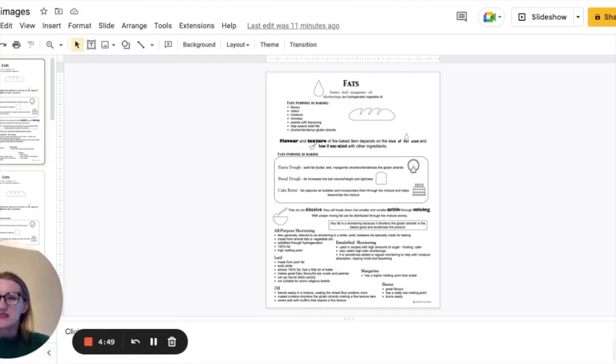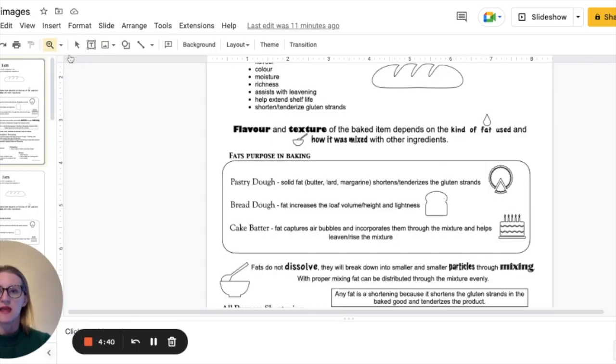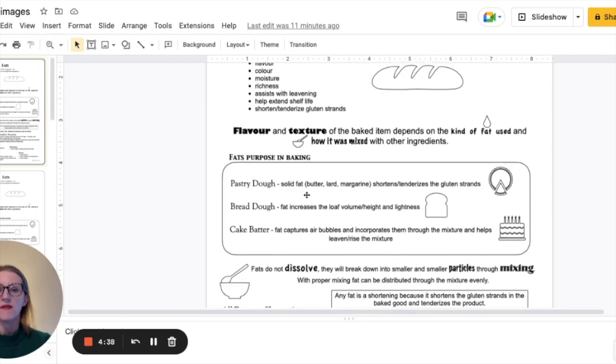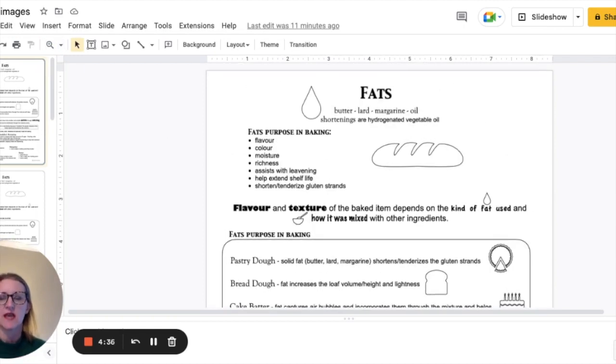There. This is Stephanie from Fork and Knife Teacher, and I'm going to talk to you today about my fats notes. So it's fats in baking, and what this note talks about is butter, lard, margarine, and oil, and then shortenings that are a hydrogenated vegetable. Okay, so it goes over those fats for baking.